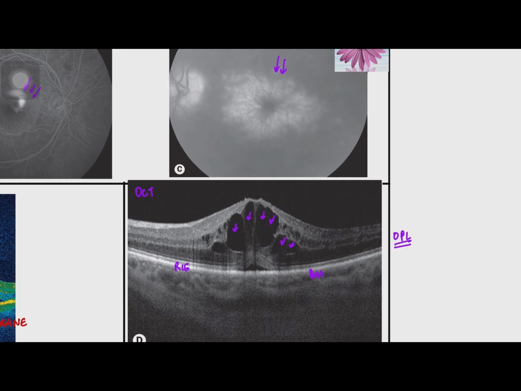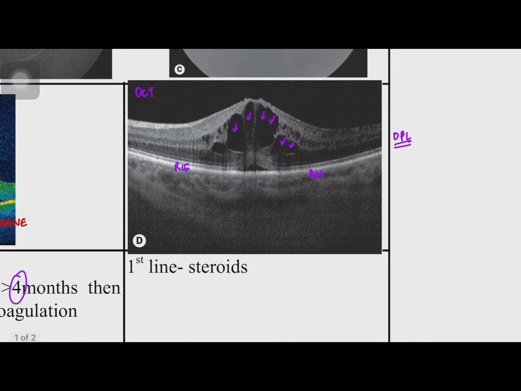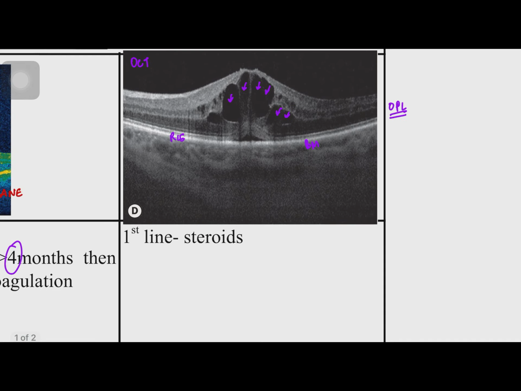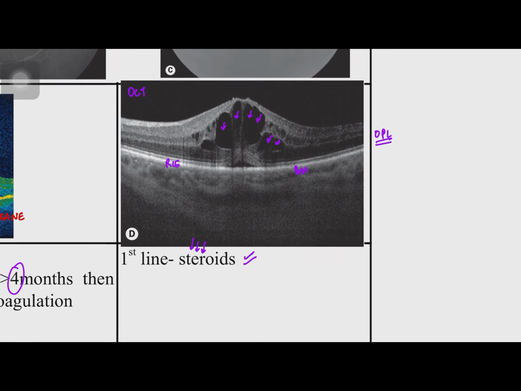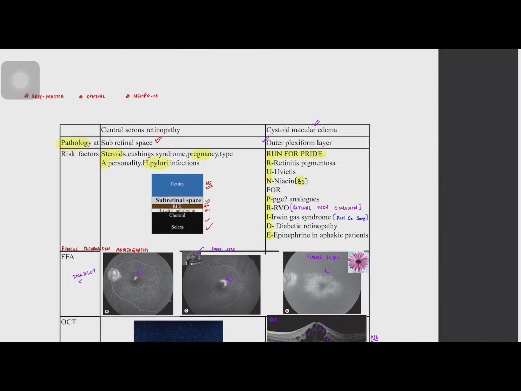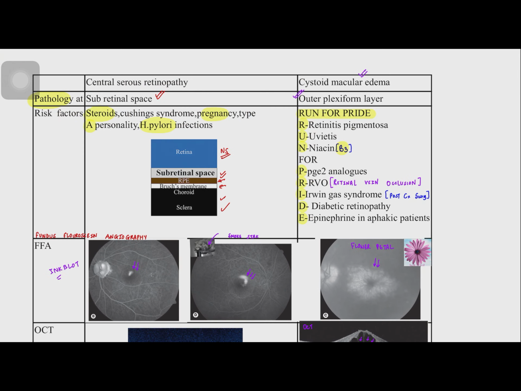So there are cysts on OCT in cystoid macular edema, and apart from that, most of the risk factors are inflammatory, infectious or post surgery, so the first line treatment for CME is steroids. Okay, so this was all about the difference between cystoid macular edema and central serous retinopathy.